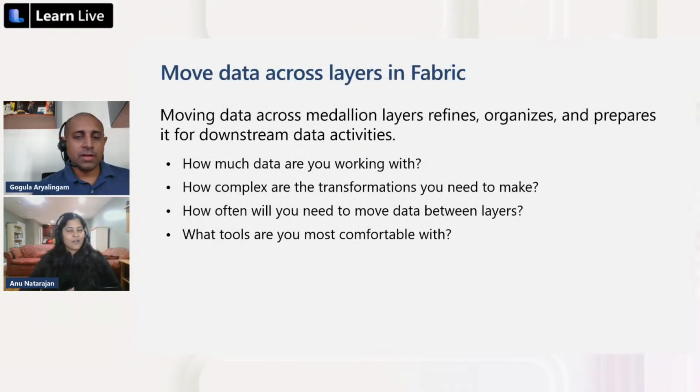So I think when you are moving the data across the different layers in Fabric, especially what we call the medallion layers, when we use the term medallion layers, we are talking about your bronze, your silver, and the gold. And this is all about preparing the data for any downstream data activities.